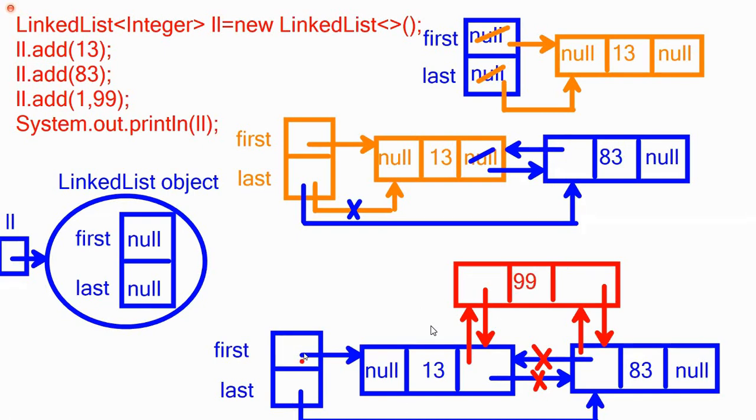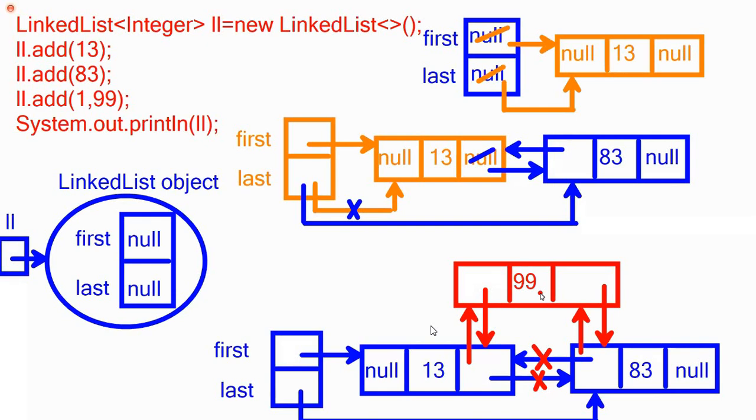Now what will happen? See, here the first node address will be there. It comes to the first node. It will print 13. Here the next node address will be there. It comes here. Printed 99. Next node address will be there. It comes here. 83 printed. Null is there. Stop it. Reverse also. Last. Directly it comes here. 83 printed. Previous node. It comes here. 99 printed. Previous node. It comes here. 13 printed. Null. Stop it. So, here between 13 and 83, 99 is inserted.